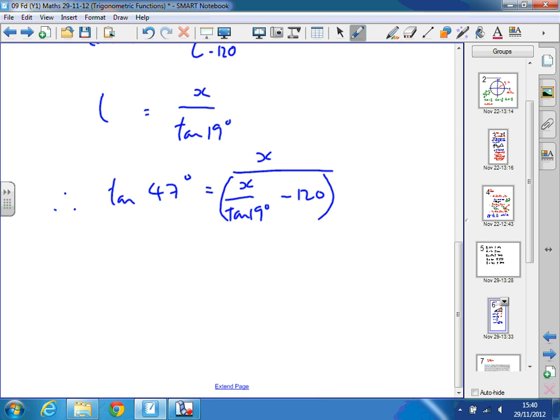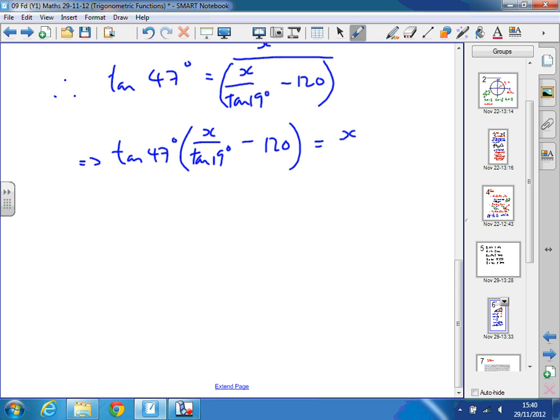So I've got tan 47 times x over tan 19 minus 120 equals x. Still not got x yet, but at least I've got rid of the denominator. So now, what would you suggest we do now?